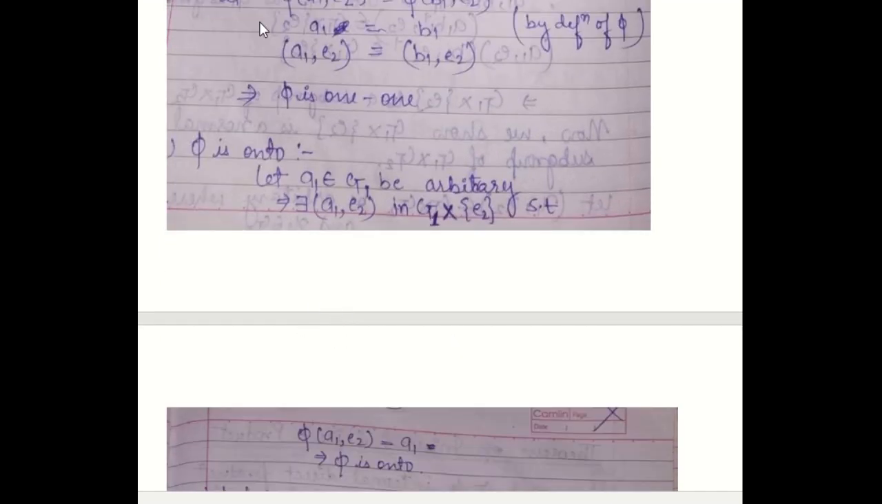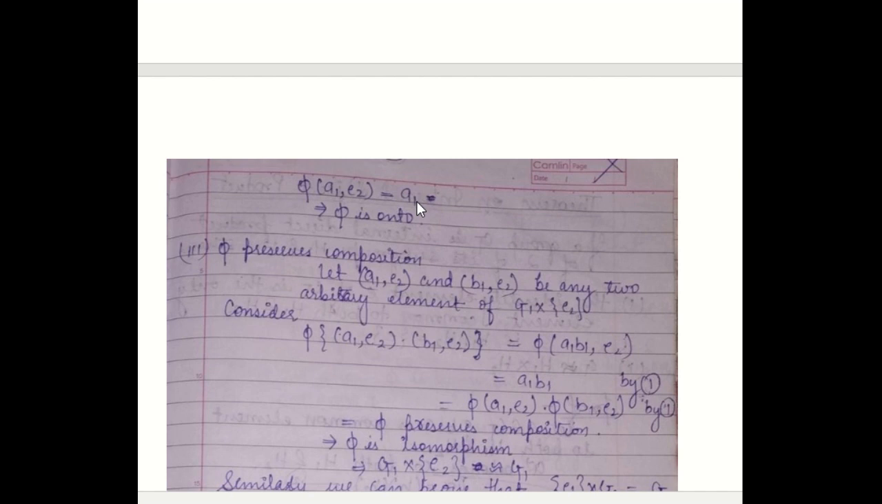Now we show phi is onto. Let A belonging to G1 be arbitrary. So there exists A1 comma E2 belonging to G1 cross E2 such that phi of A1 comma E2 is equal to A1. This implies phi is onto. Now we have shown phi is 1-1 and phi is onto.